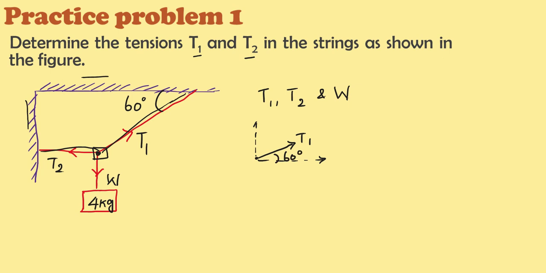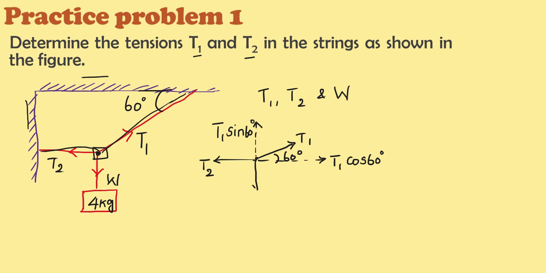Here it is 60 degree because it is making an angle of 60 degree with the horizontal. So definitely this will be T1 sine 60 degree, and this component will be T1 cos 60 degree. And similarly, there's a force T2 which is acting this side. We don't have to separate into components of T2 because it is already acting along the x direction, horizontal direction.